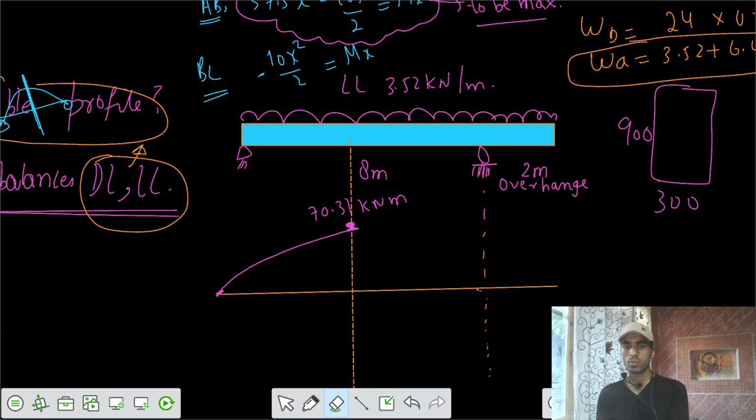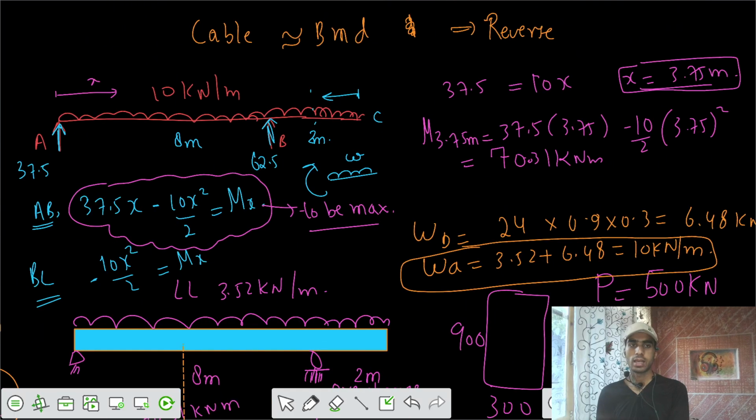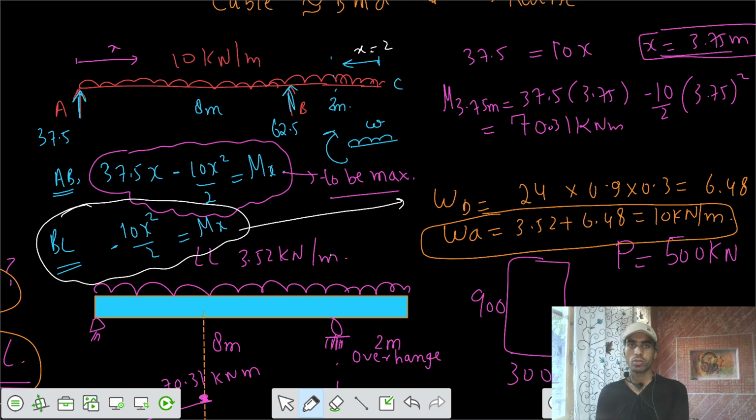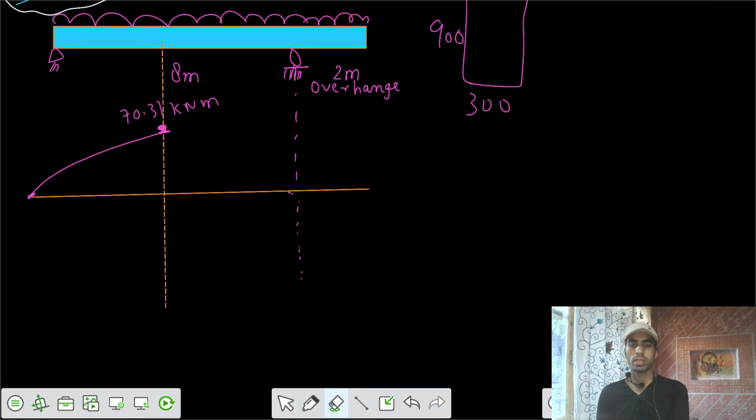We need to solve for the moment in the part BC at critical location. Let's solve for that. From the second equation, can you tell me what is the moment maximum? If I substitute the value of x equals 2 meters, the moment at B equals minus 10 by 2 into 2 square. That's minus 20 kilonewton meter. So a negative, hogging moment should be there. Hogging moment of 20. Let's say this is 20 negative.